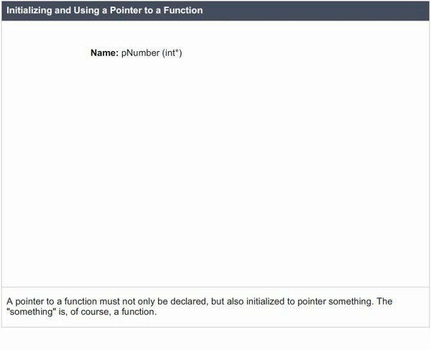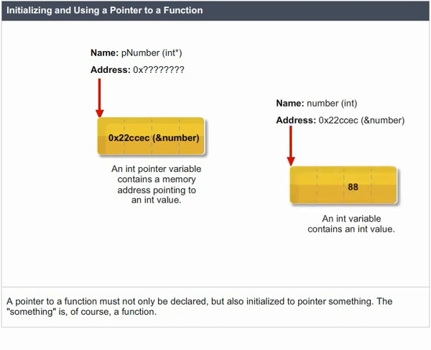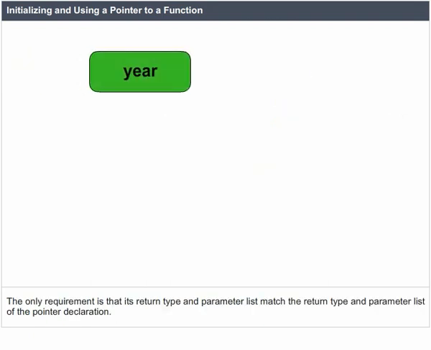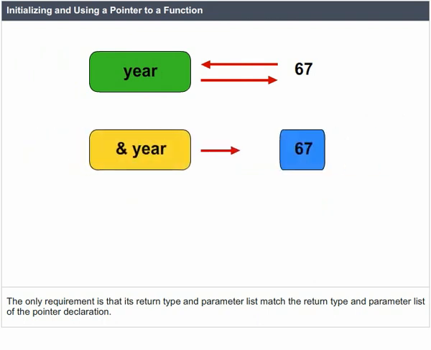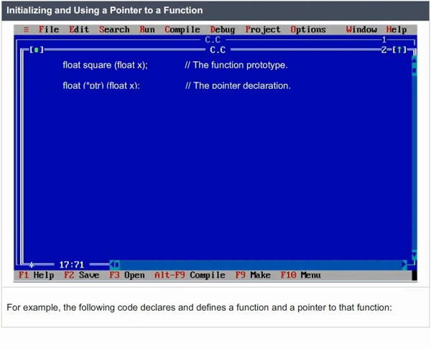Initializing and using a pointer to a function. A pointer to a function must not only be declared but also initialized to point to something. The something is, of course, a function. There is nothing special about a function that gets pointed to. The only requirement is that its return type and parameter list match the return type and parameter list of the pointer declaration. For example, the following code declares and defines a function and a pointer to that function.